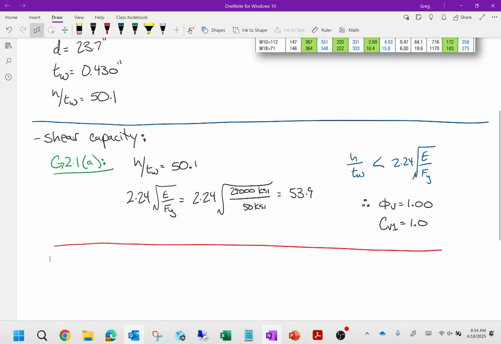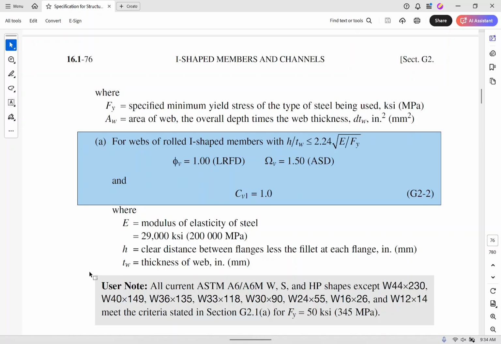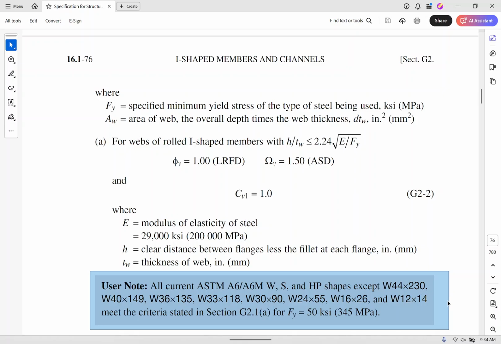Now, by the way, remember those user's notes I told you about? Read the user's note below here. All current ASTM A6 W shapes except these meet the criteria for Fy equals 50 ksi. So what do we have? A W44 by 230. What sample are we looking at? W24 by 62. I don't see a W24 by 62 here, do I? It'd be wonderful though if for my homework assignment I did maybe a W30 by 90.